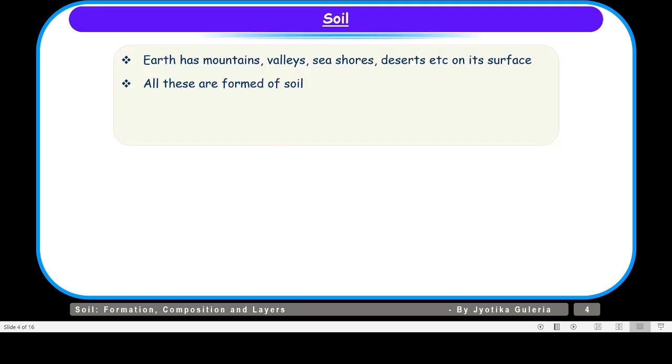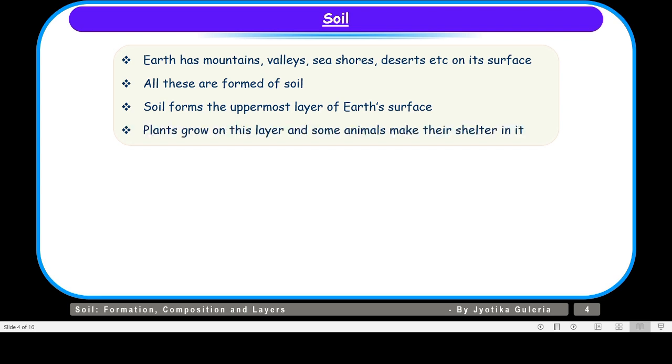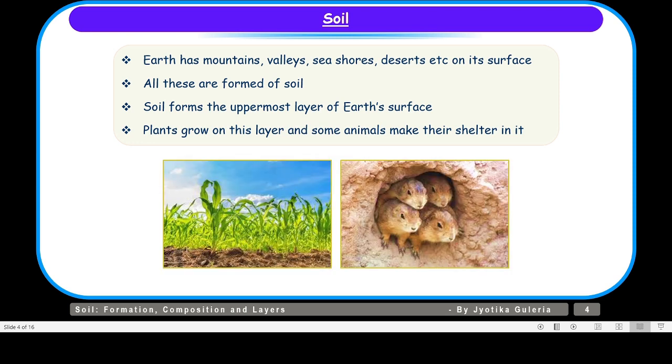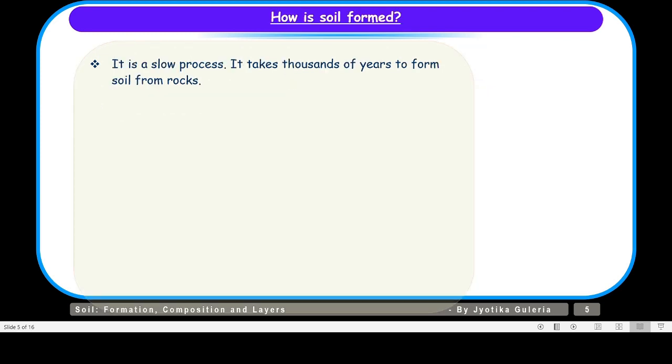And children, as you know that earth has mountains, valleys, seashores, deserts, etc. on its surface. All these are formed of soil. Soil forms the uppermost layer of earth's surface. Plants grow on this layer and some animals make their shelter in it. That means soil is also home for small animals.